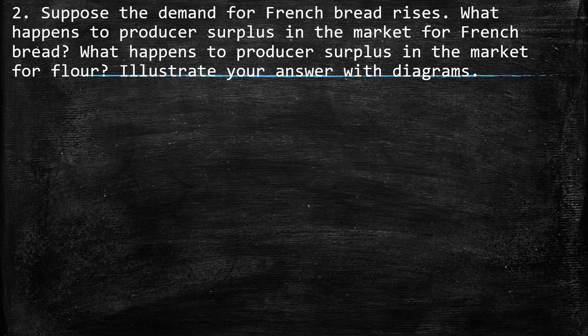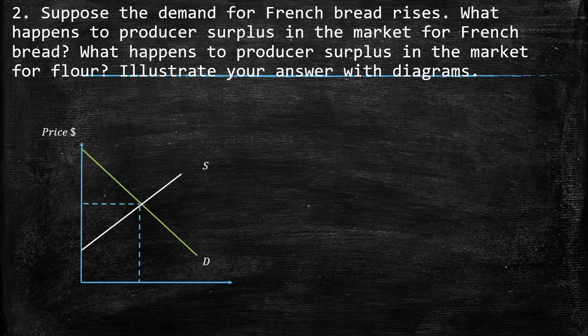Second, suppose the demand for French bread rises. What happens to producer surplus in the market for French bread? What happens to producer surplus in the market for flour? Illustrate your answer with diagrams. So here we have first our market. This is the market of the French bread.